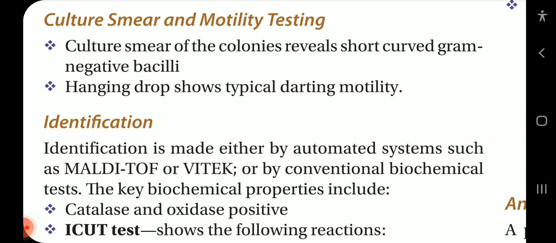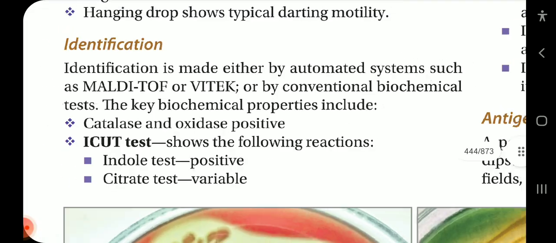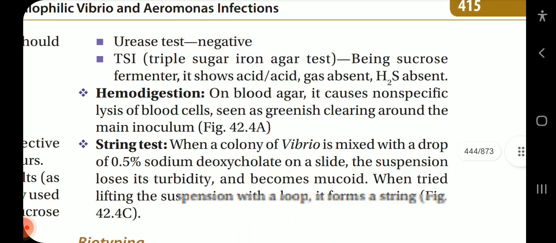Culture smear of the colonies reveals short, curved, gram-negative bacilli. Hanging drop shows typical darting motility. Identification is made either by automated systems such as MALDI-TOF or Vitek, or by conventional biochemical tests. The key biochemical properties include catalase and oxidase positive. IMViC test shows the following reactions: indole test positive, citrate test variable, urease test negative. TSI, triple sugar iron test, being sucrose fermented, showed acid over acid, gas absent, H2S absent.